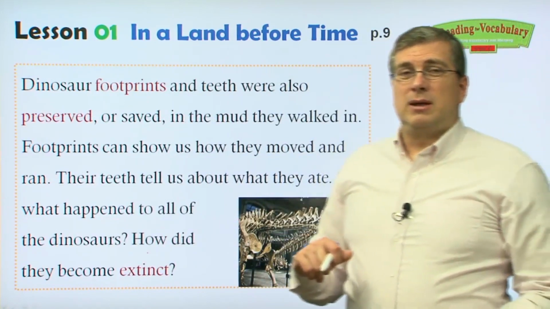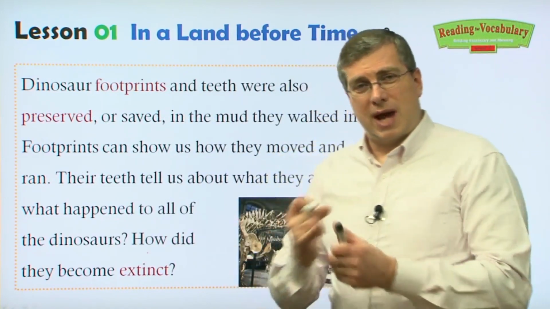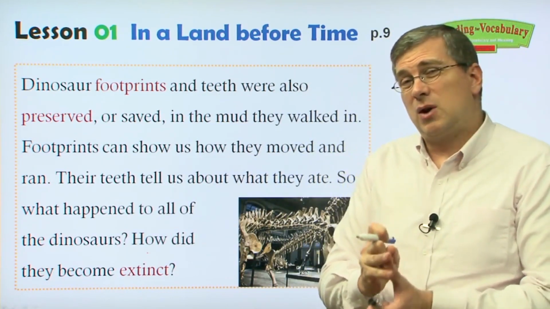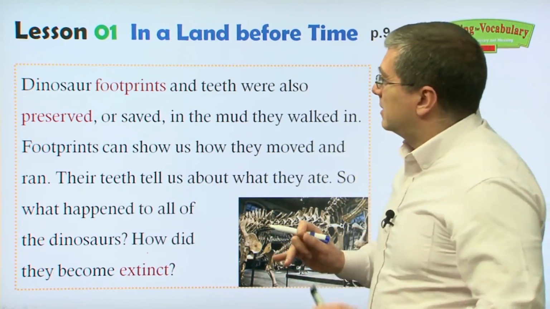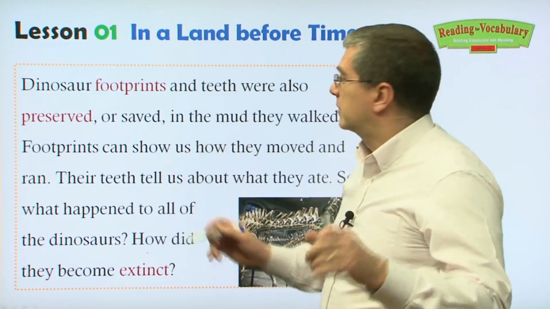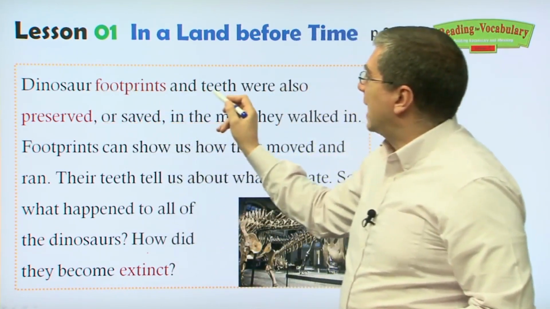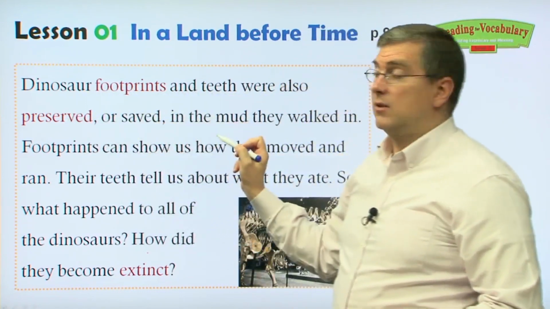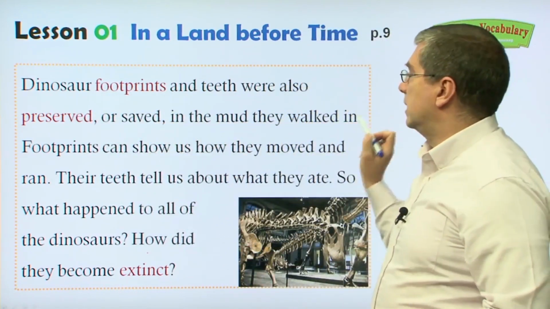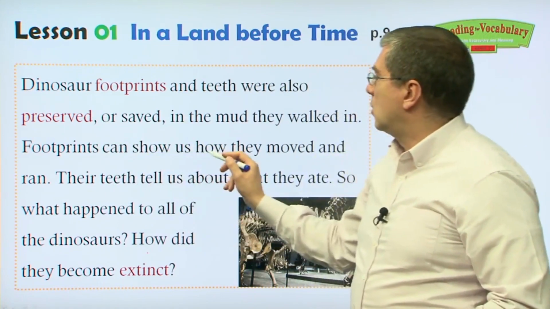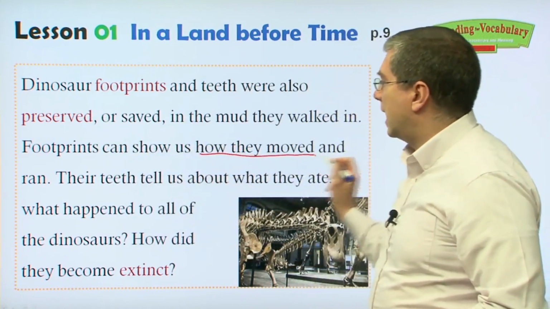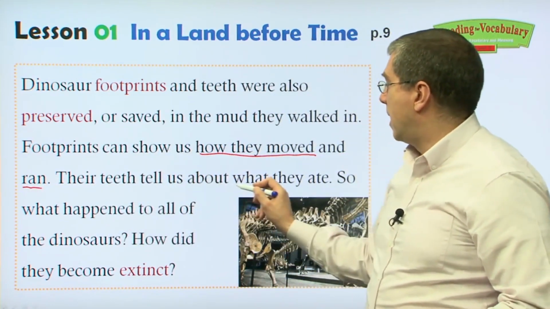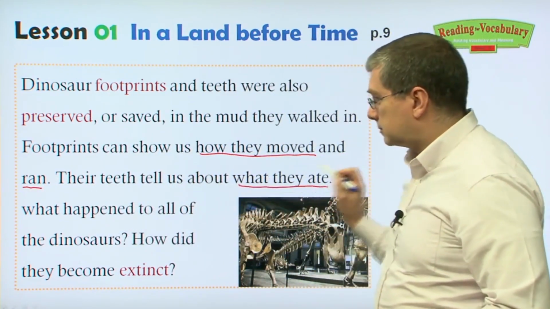Now, what else can we find out from dinosaurs? We have their bones, we have their skulls. Skulls are a type of bone, so we can figure out what they look like. But scientists can also find other things. Dinosaur footprints and teeth were also preserved or saved in the mud they walked in. Footprints can show us how they moved and ran. Their teeth tell us about what they ate.